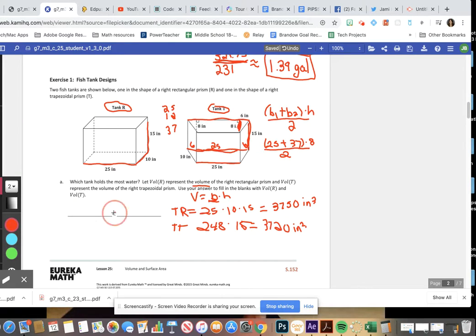This means less than. So blank is less than blank. And which one of these is less than? Well, 3,750, 3,720. The volume of tank T is 30 cubic inches less than the volume of tank R.